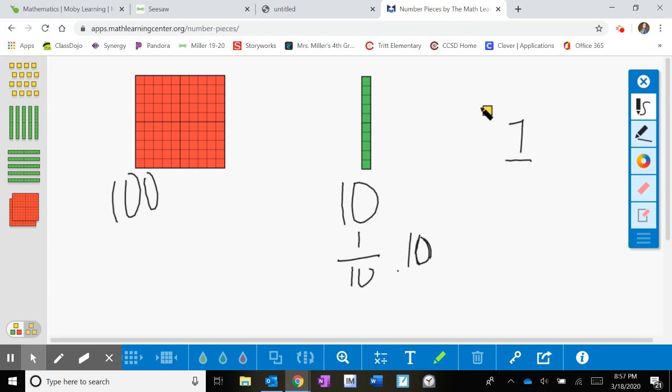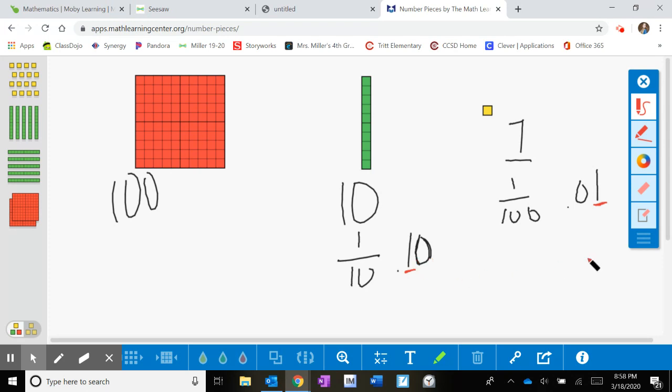Same goes for this cube right here. We know that in order to equal one of these wholes, we need 100 of them. So this piece is actually considered 1/100th. And then to write that in decimals, it would actually be 0.01 because this second place over here is actually considered the 100th place. This one right here, the closest one to the decimal point on the right side, is the 10th place. That's kind of how you can tell a difference between them.